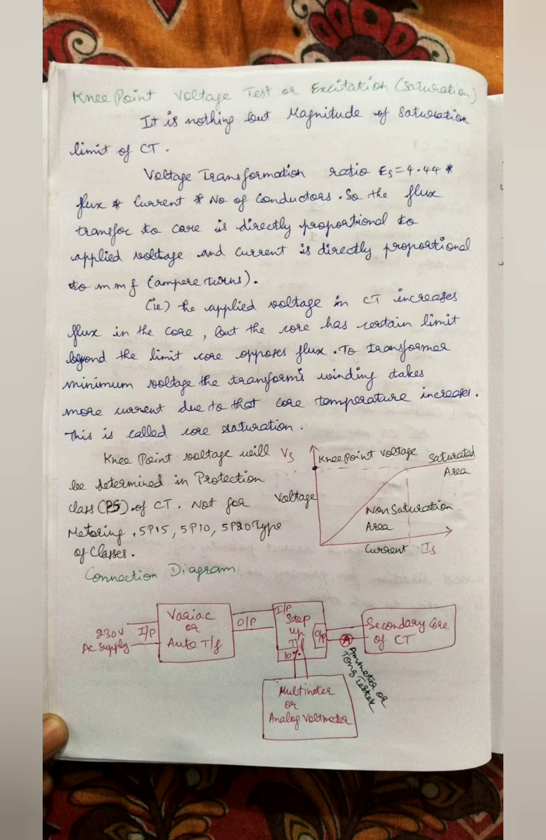So normally the knee point voltage testing is used to know the saturation level of your CT, because whenever a fault current or any type of overcurrent happens, the overcurrent will flow to your relays, and it will cause some malfunction in your relay, or else the relay gets tripped, or even damaged. So in order to maintain relay protection, the saturation level of your CT should be known.